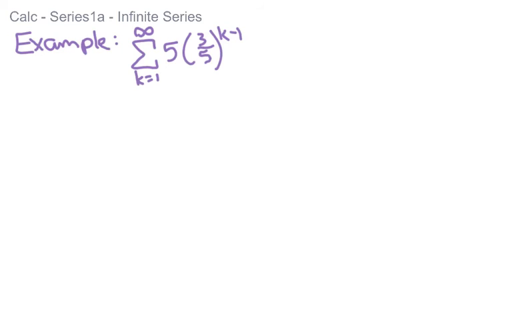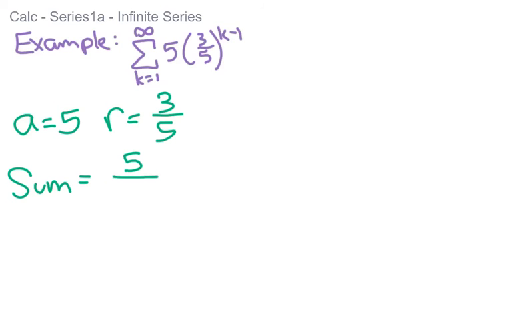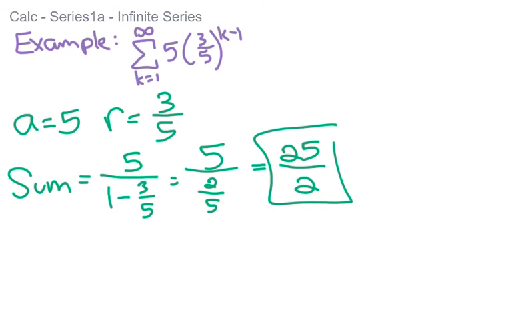All right, the second example is very similar. We still start with 5, but I'm using a k here just to show you that we could change this letter. It really doesn't matter. We still have an infinite series, and we have the number 3/5 as the R. So I'll just write that down again. A is equal to 5, R is equal to 3/5. And so knowing in my brain that 3/5 is smaller than 1, the sum is 5 over 1 minus 3/5. And that's 5 over 2/5, which is 25 over 2.